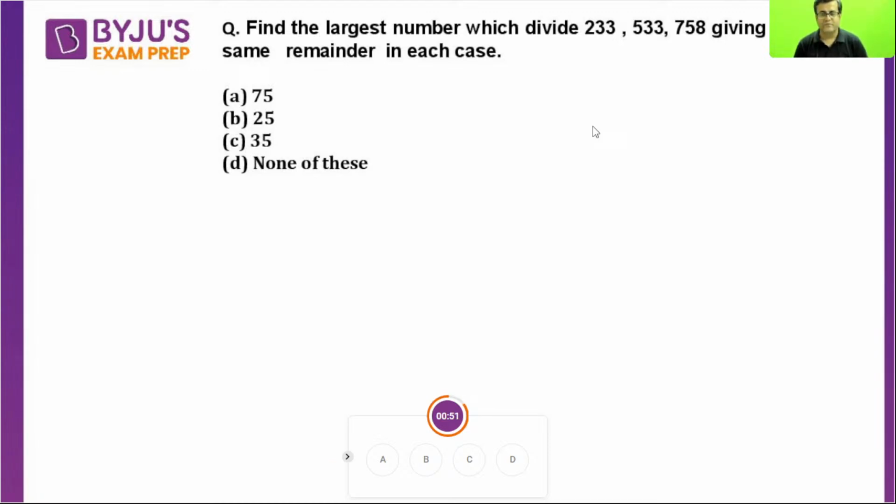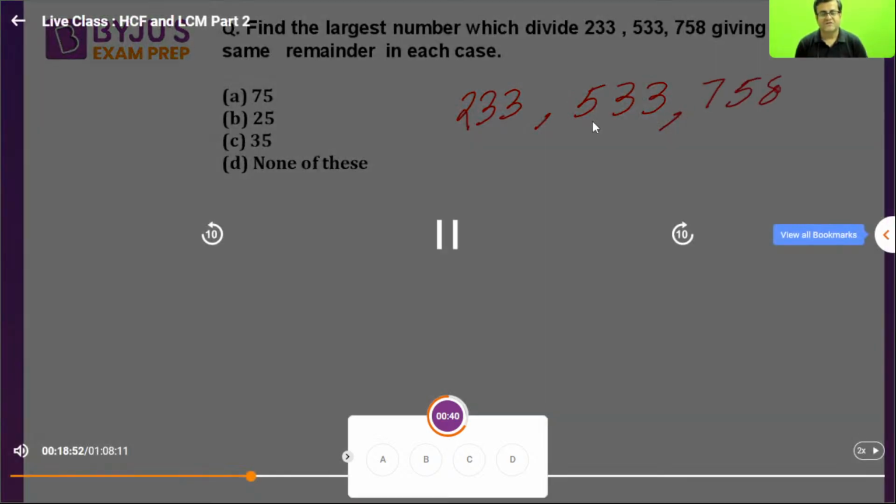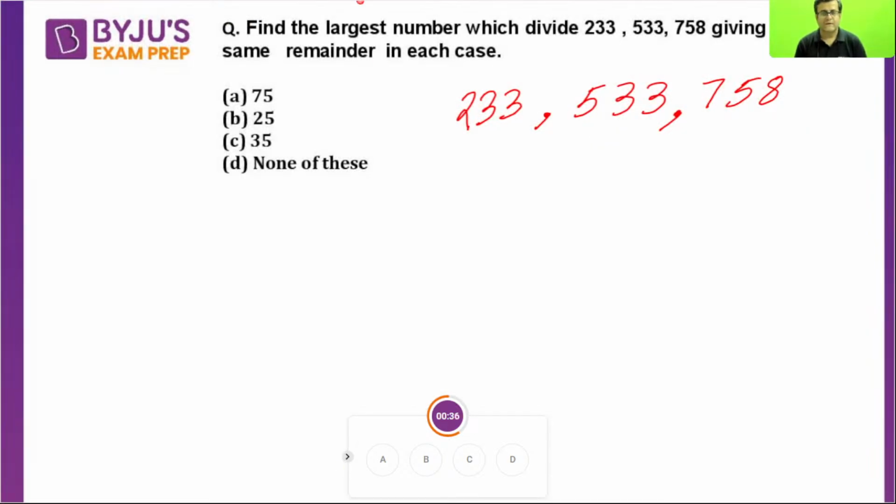Okay, Parkunan and Gaurav, both of you are asking how to make factors easily. I will give you an idea, don't worry, for sure. Just try to solve this one. Largest number which divides 233, 533 and 758, giving the same remainder in each case. Do it now.